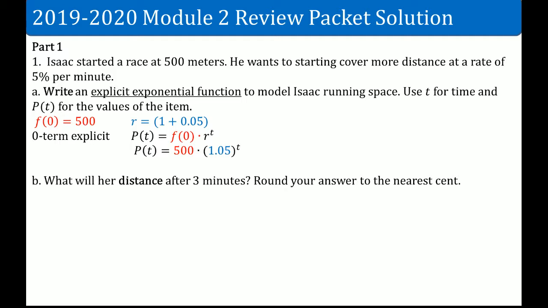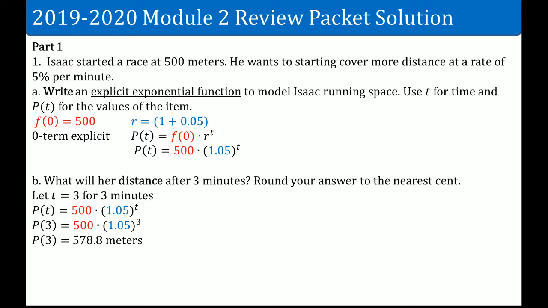What is your distance after 3 minutes? You're going to let t equal 3. That stands for 3 minutes. You plug that in. It's 500 times 1.05 to the power 3. That should be roughly around 578.8 meters once you plug that into the calculator.